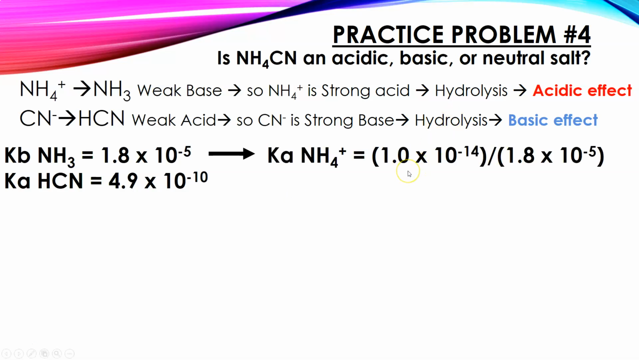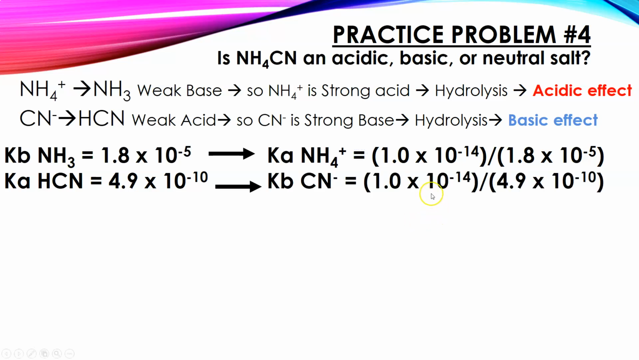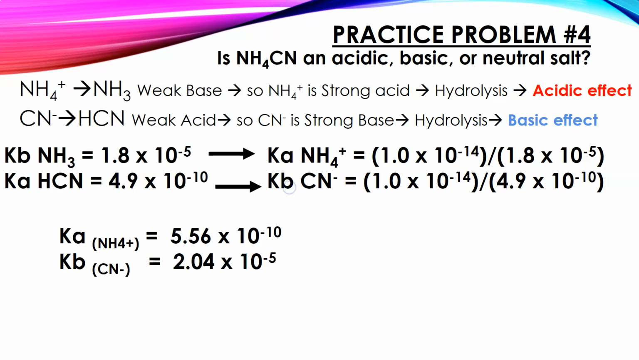You use Kw and the Kb of where it originated, and that will give you the Ka for your cation. You need to use the Kw and the Ka for where your ion came from, and that will give you the Kb for its conjugate. If you calculate those out, these are the values you get.